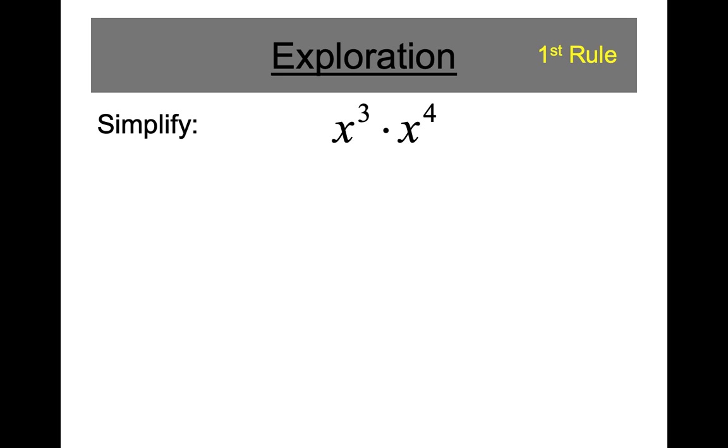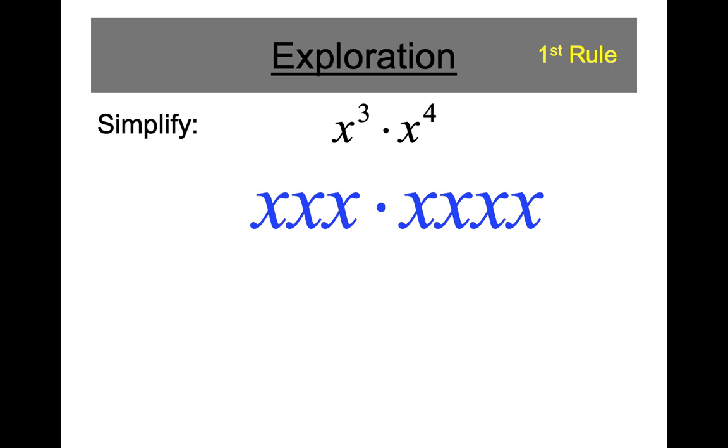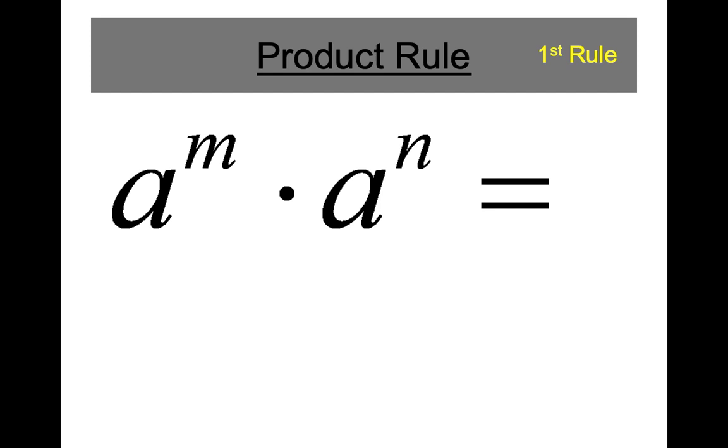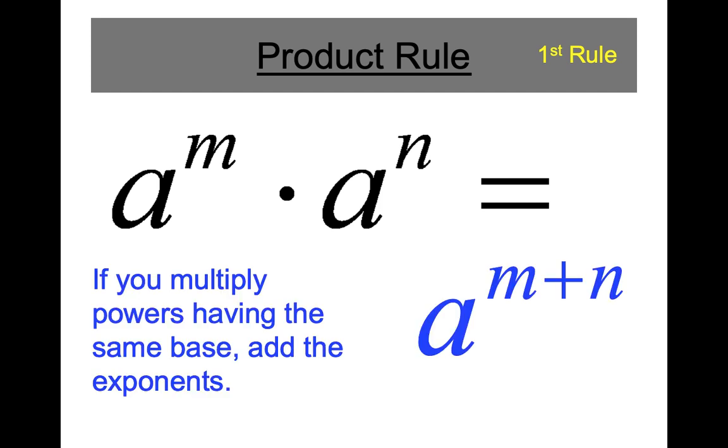If I have x squared times x to the 4th, then that means I'm going to have 2 x's times 4 more x's. So that will give me x to the 2 plus 4, or x to the 6th. That leads us to our first rule, which is called the product rule. So when I have two bases that are the same, as shown here, both of the bases here are a, and they are being multiplied together, then I will add those exponents together.